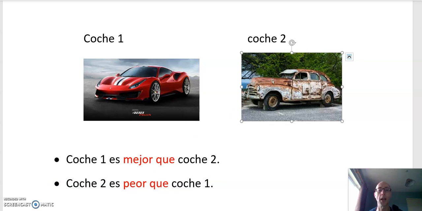Coche dos es peor que coche uno. Peor que coche uno. Mejor que, peor que. Better and worse. So we don't say más bueno, we say mejor. Mejor y peor.